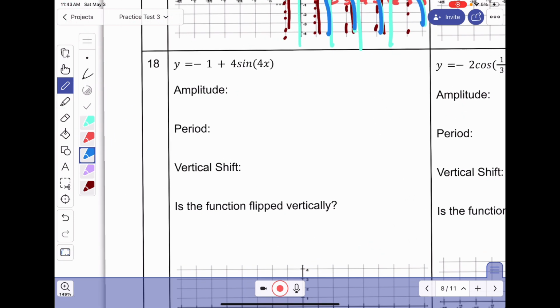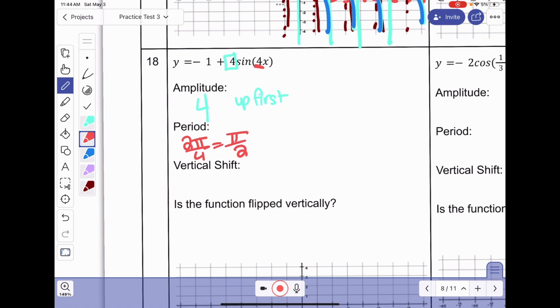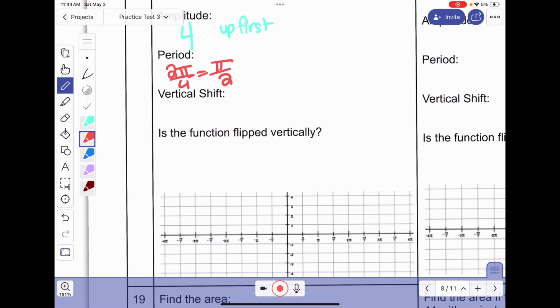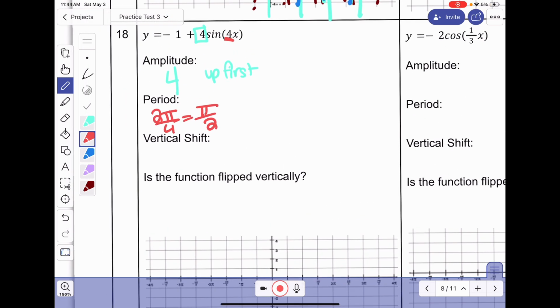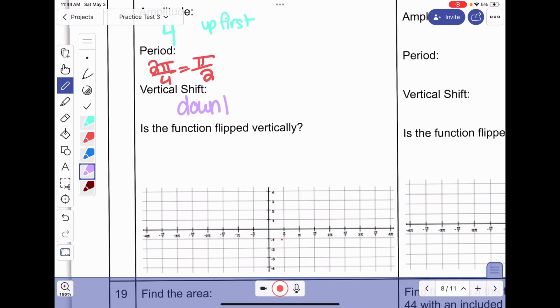All right, so same kind of thing here. The only difference is it's out of order. It doesn't really matter. The number right in front of sine is our amplitude. Because it's sine, we're going to go up first where it's positive. The period of sine is 2 pi. We're going to divide by 4, so we get pi over 2. So I'm going to leave these just like they are, pi over 2. Vertical shift, it's down over here, so we're down 1. So that's going to put our midline here.